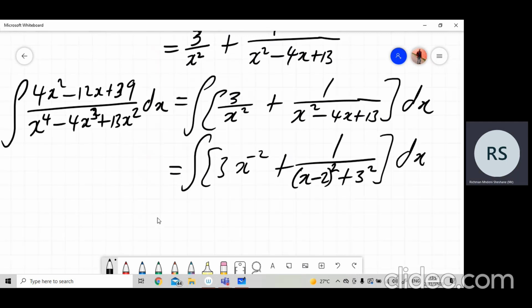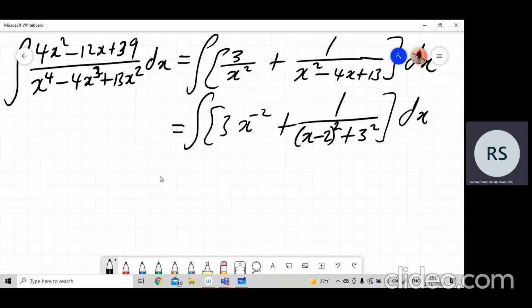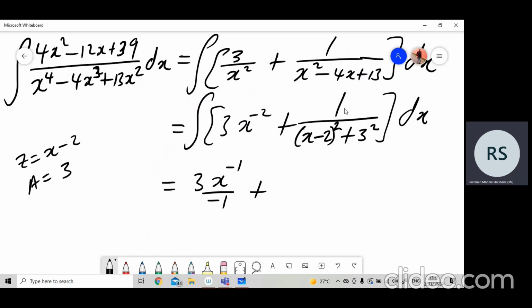So here, when you're integrating this, the integral of the first term is x to the n plus 1 over n plus 1. So this will be minus 1 over x. Now we want to integrate the second term, so you need to choose z. You set z equal to x minus 2, and a will be a constant, which is 3. So we have 1 over z squared plus a squared. We choose z such that it's a function of x. That's why we said it's x minus 2.